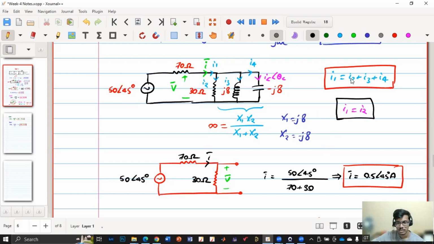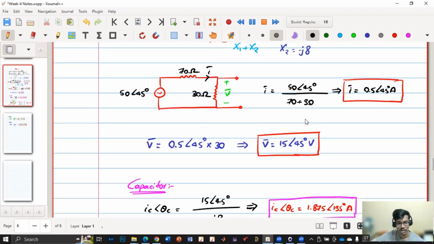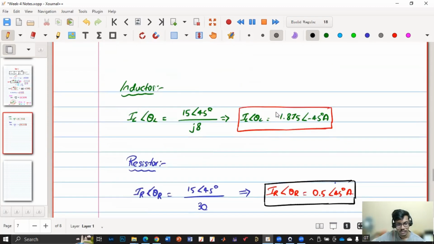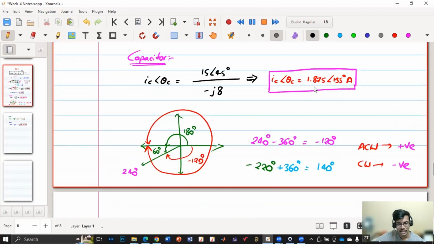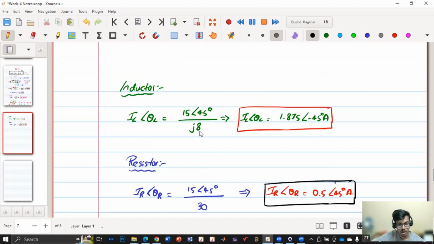Like my query is I3 and I4 summation. What happened to that summation? I3 plus I4, summation is 0, sir. Yes, you are right. So if summation is 0, see these two: IC angle theta is 15 angle 45 by minus 8J, and this is 15 angle 45 by J8.